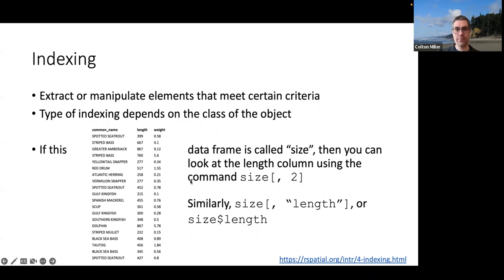But if this is a data frame, and we assign this to an object called size in R, then we could look at, say, for example, the length column by just saying size and then using the square brackets. Remember in these square brackets, that this data frame has rows times columns. So in these square brackets, we are going to specify that we want to return rows, comma, which columns we want to return. And so here we have an empty set for which rows. That means we're going to return all rows. We're not subsetting any particular set of rows. And then the two means return only column two, which is the length column. So that would set us up to just look at the set of values in the length column.